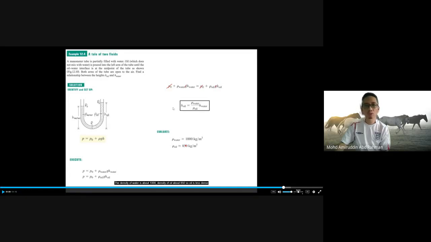If you want to take h water, h water equals rho oil over rho water times h oil, or h oil equals rho water over rho oil times h water. So either of those is correct. Okay, so that's the relationship.